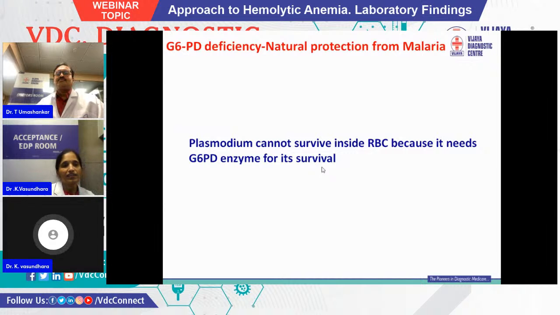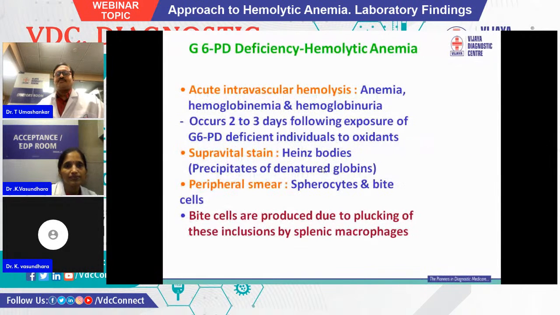One interesting factor with G6PD deficiency is that these patients have natural protection from malaria, because Plasmodium cannot survive inside the RBC as it needs the G6PD enzyme for its survival. Since G6PD deficient hemolytic anemia is the intravascular hemolytic type, you see hemoglobinemia and hemoglobinuria. Usually this hemolysis is evident 2 to 3 days following exposure to oxidants.